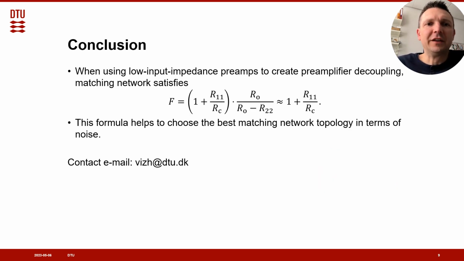A formula to predict the noise figure of low-loss matching networks is derived for the case when the reactance of the preamplifier compensates the output reactance of the matching network. It serves for the analysis of competing network topologies to identify solutions leading to higher signal-to-noise ratio. The formula was used to predict noise figure at 32 MHz with reasonable accuracy and is confirmed by simulations and experiments. If you have more questions, you're welcome to contact me by email.